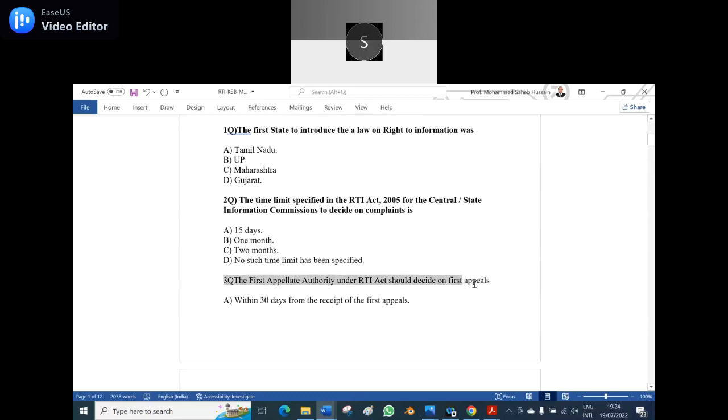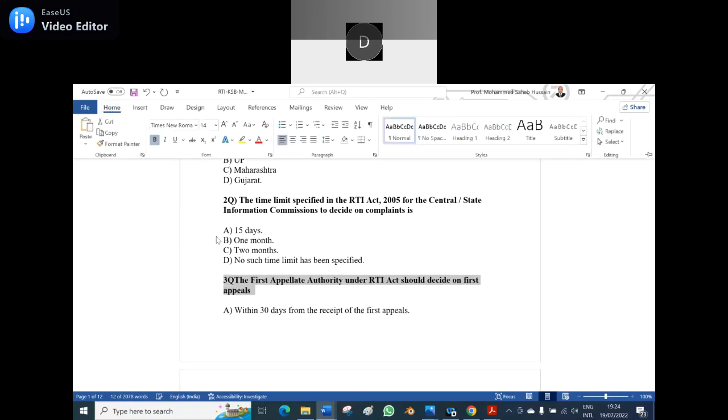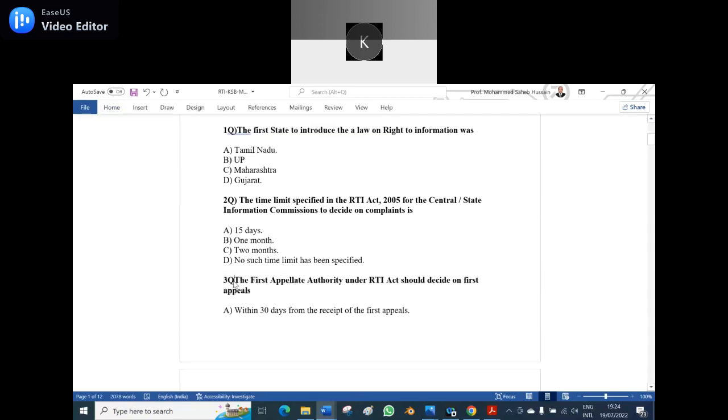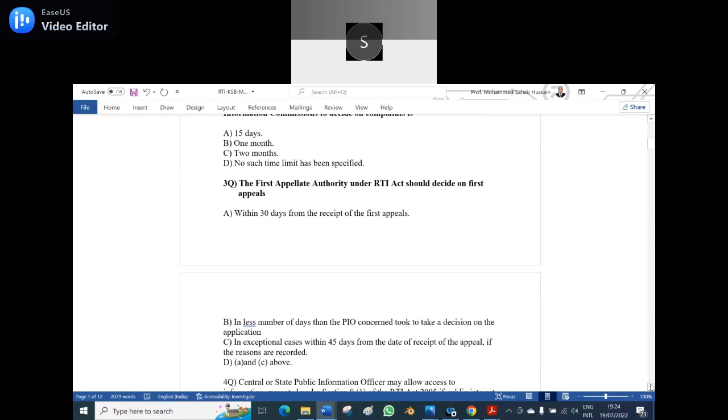No, sir. In the RTI Act, 30 days is the time limit to answer, sir. The time limit specified in the RTI Act 2005 for the Central or State Information Commissions to decide on complaints. Decide on complaints. Okay. D. No such time limit has been specified.